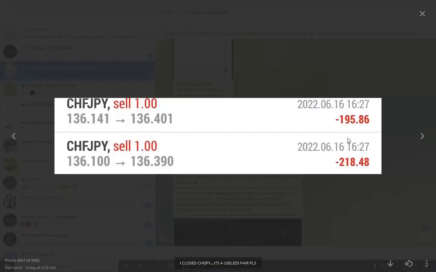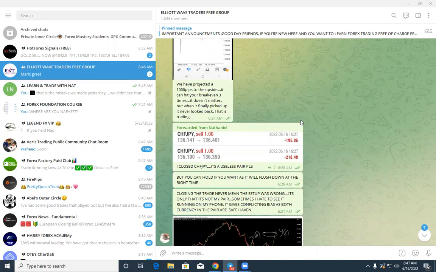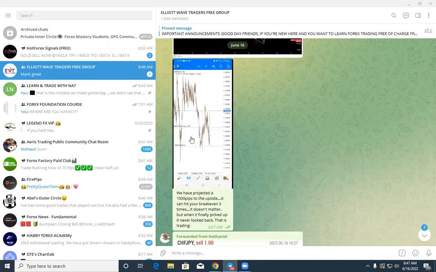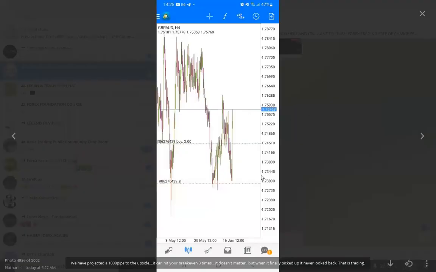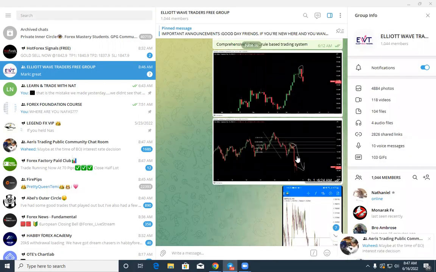I said, I don't like this setup. I don't like that trade. Although it's going to flush down, I don't like it. Look at it, it's flushing down already. I'm going to show you. Okay, look at this. It's crazy. I say this is 1,000 pips to the upside. Look at it, it's going.